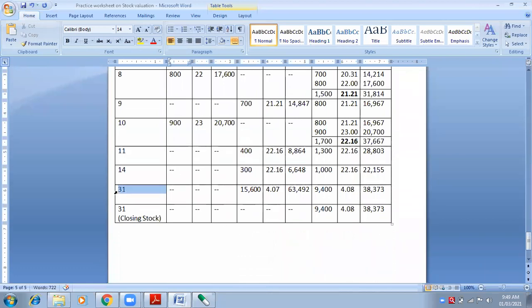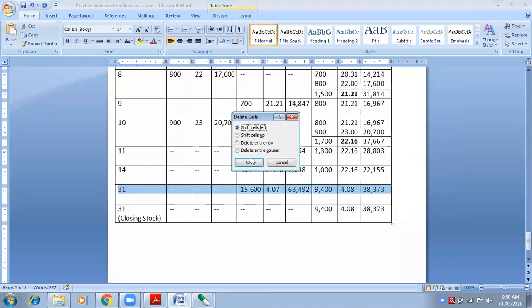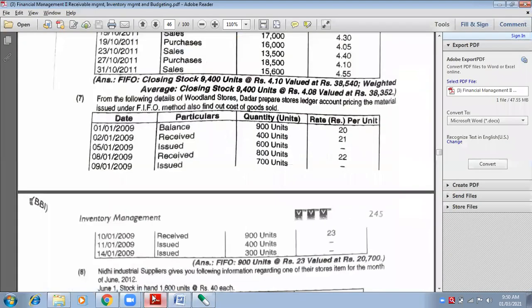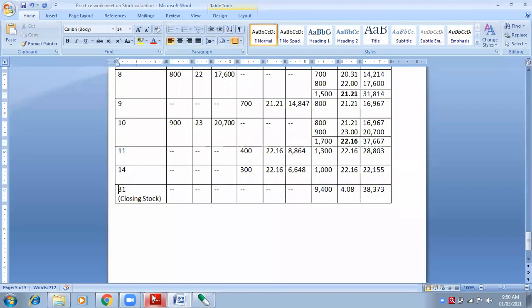Okay. So now we have the last column, that is closing stock, to be calculated. After the 14th date, our sum is over. Look at the question. Our sum is over, but this is January 2009. So which will be the last date? 31st. Okay. So on 31st, how much is the closing balance? Same, 22,155.